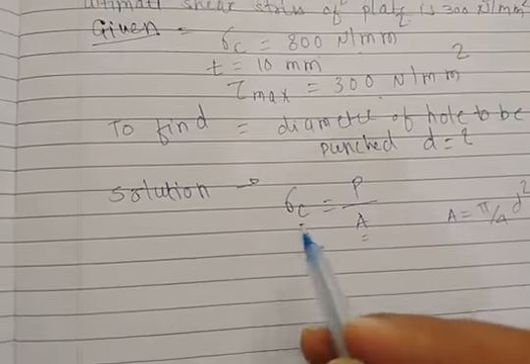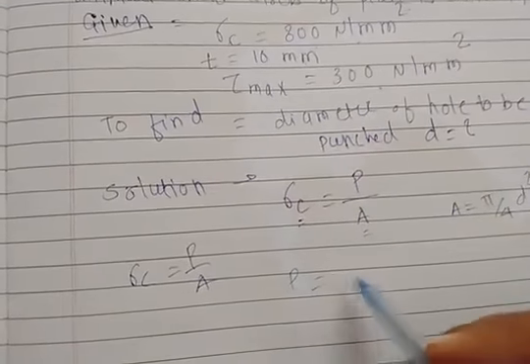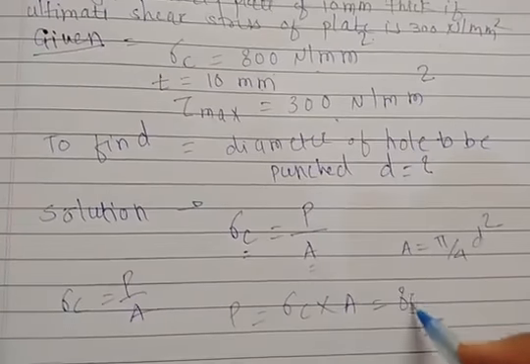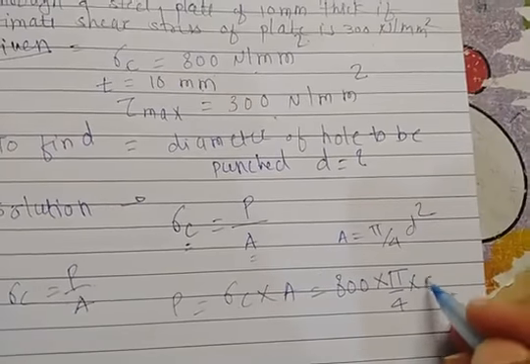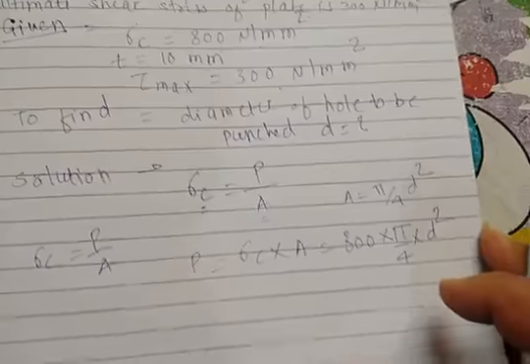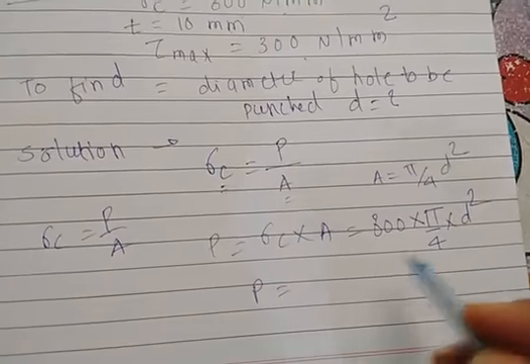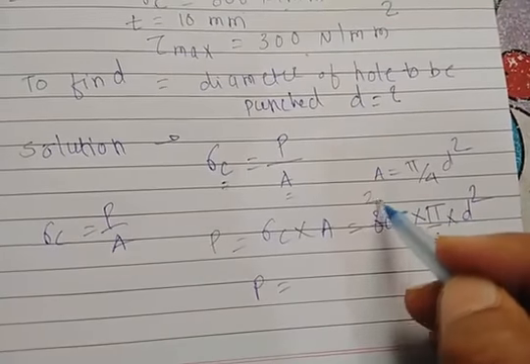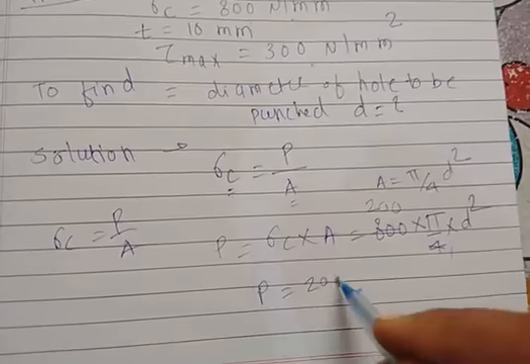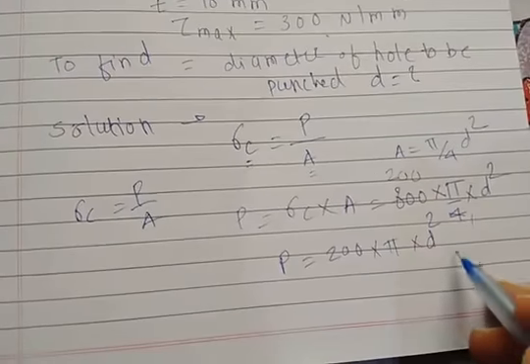So in this numerical, sigma c is equal to P upon A. So P is nothing but sigma c into A, which is sigma c, 800, multiplied by pi by 4 into d square. So this is the value of P. Now simplify this value: 4 2s are 8, so 200 is here, so P is 200 into pi into d square.